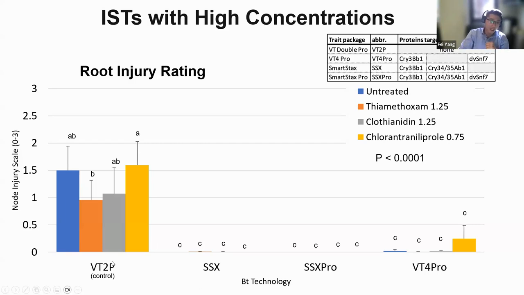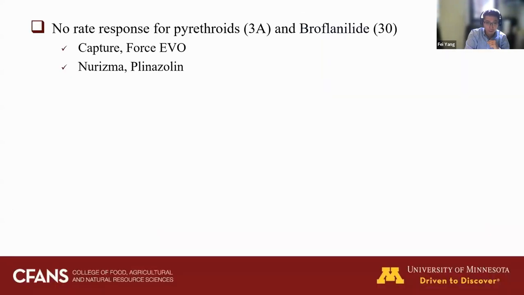And if we look at the VT Double, that's non-BT, we didn't find any differences between non-treated and chlorantraniliprole, sorry. So if we look at the thiamethoxam and the chlorantraniliprole, we can see either statistically significantly reduced or numerically reduced damage. That means these high rates can provide some control for management of corn rootworm.